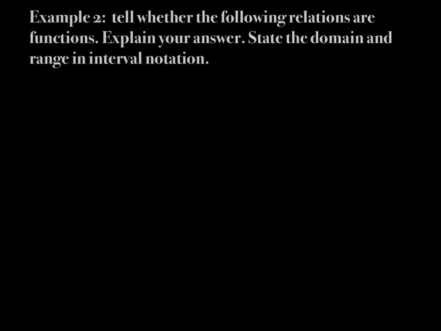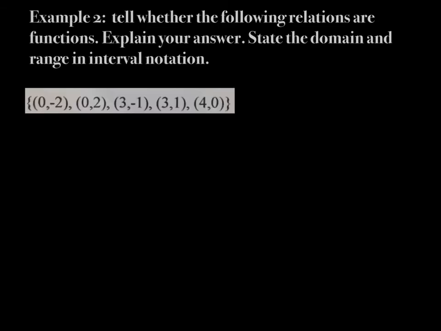So for this example, I'm going to give you a bunch of different relations, and you are going to tell me whether those relations are functions or not, and explain your answer. Then I'm going to ask you to state the domain and range in interval notation. Okay, our first relation is a set of ordered pairs. We've got (0, -2), (0, 2), (3, -1), (3, 1), and (4, 0). Is that a function or not?